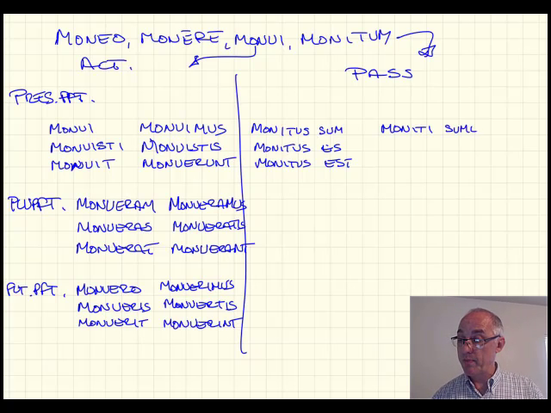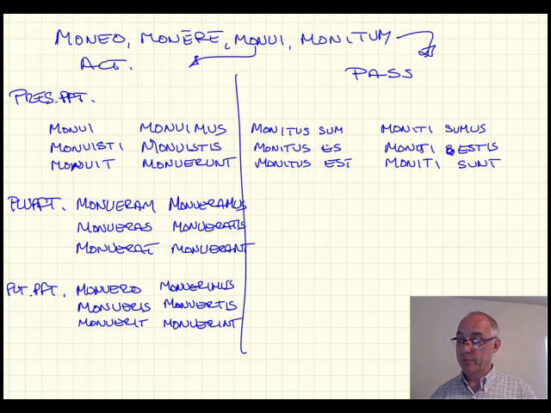Moniti sumus, moniti estis, moniti sunt. Monetus sum, monetus es, monetus est, moneti sumus, moneti estis, moneti sunt. And again, for the pluperfect, we are using the fourth principal part, monetus.